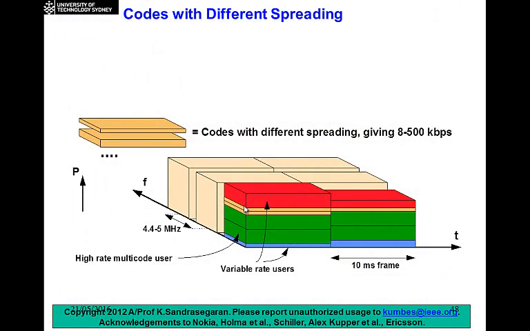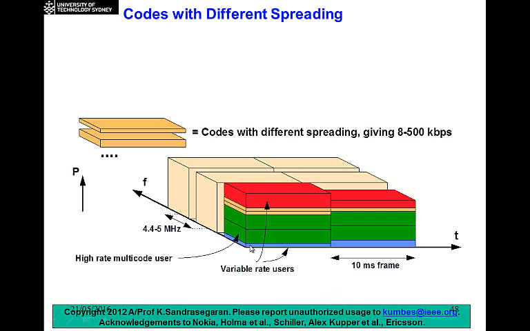Okay, so this diagram tells you what's happening in terms of codes when you have multiple users. You can think of this as a piece of cake with different layers on it. The frequency axis has a bandwidth of 5 megahertz, which is the basic bandwidth associated with a wideband CDMA carrier. And this is the time axis. The time axis goes in chunks of 10 milliseconds, because that's the frame length associated with wideband CDMA.